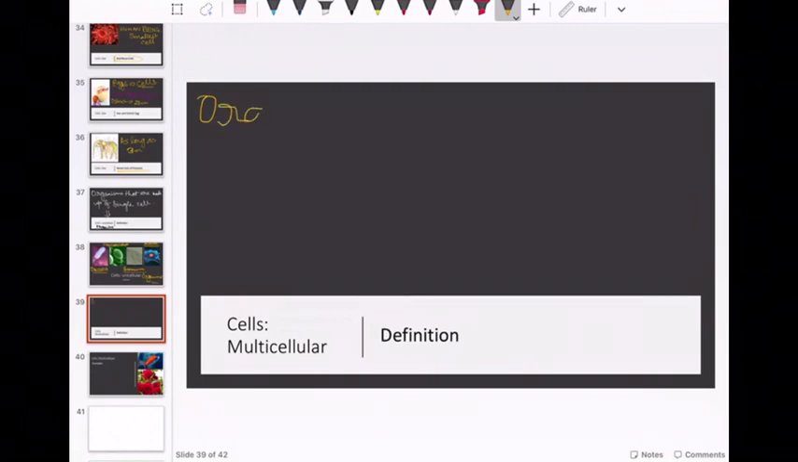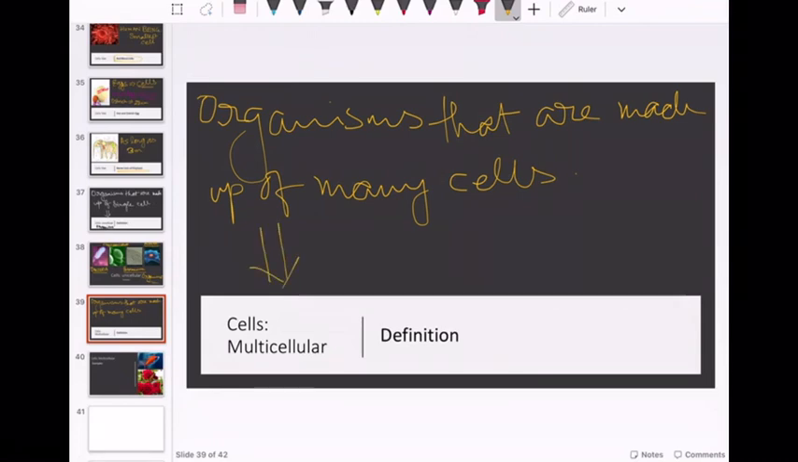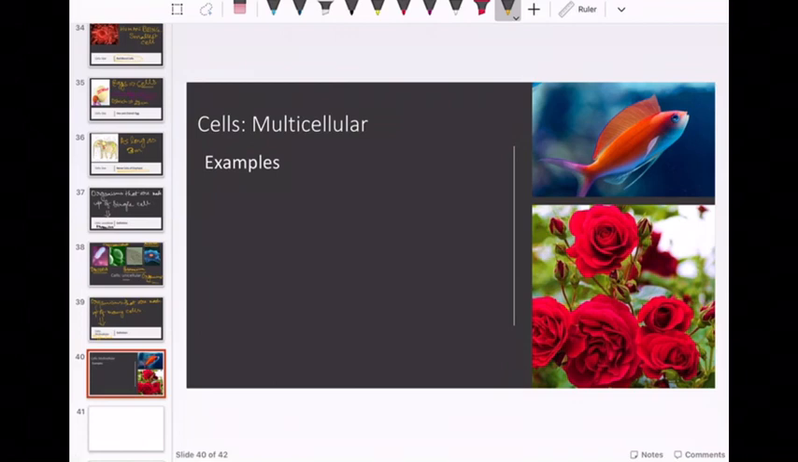Next we move on to what are multicellular organisms. Organisms that are made up of many cells are called multicellular organisms. Please add this word, organisms. That's why I kept it empty, so that while teaching I can tell you. And let's take a look at multicellular organism examples.